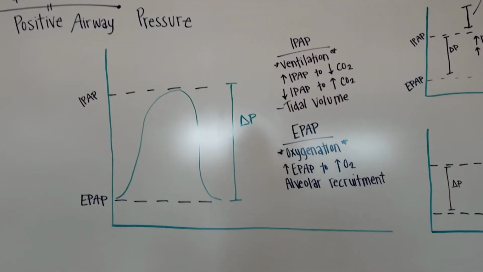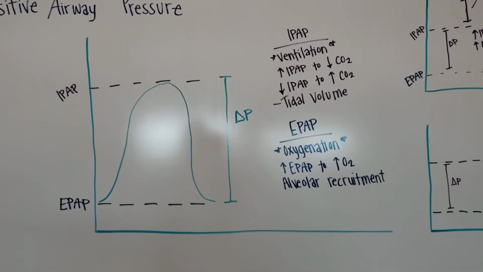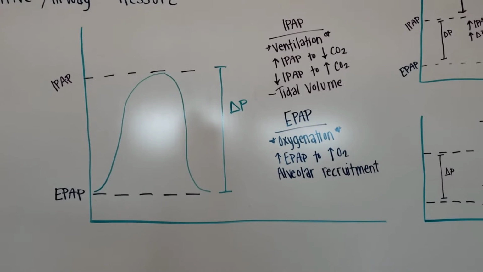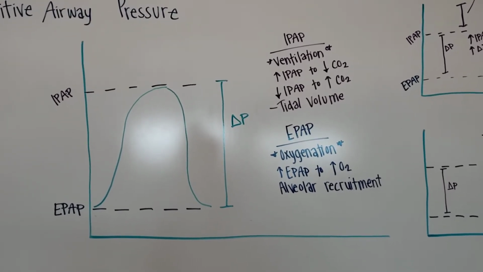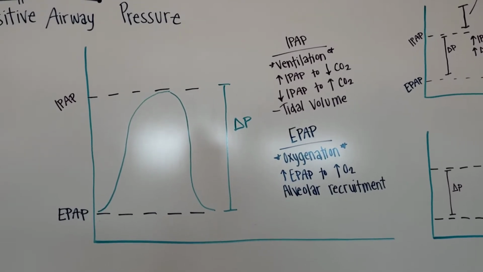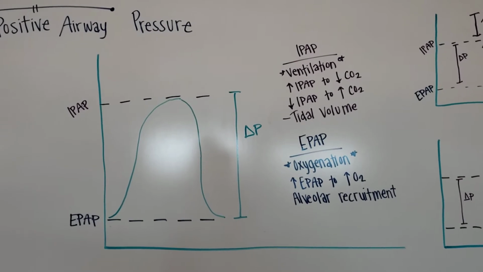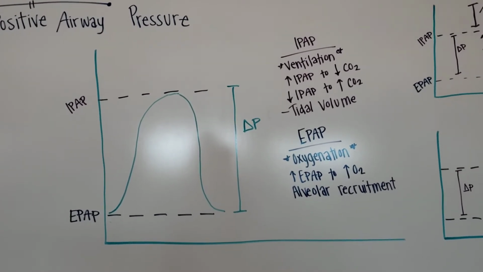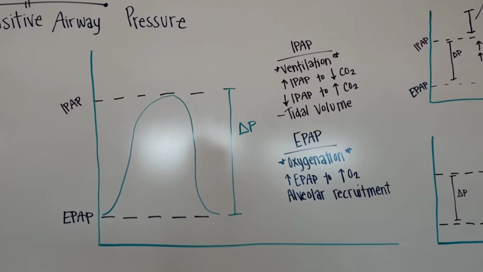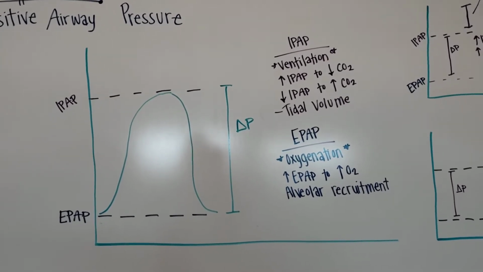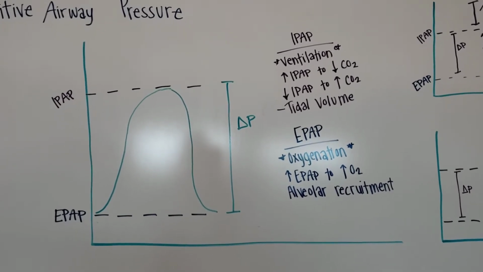Here is a diagram to explain IPAP and EPAP. As you can see on the bottom, we have our EPAP. This supports oxygenation. We can increase EPAP to help increase our oxygenation. This occurs through alveolar recruitment. By increasing EPAP, we help open up those alveoli, and positive gas exchange occurs when we have an increase in pressure and an increase in surface area. So EPAP, oxygenation, associate those two.